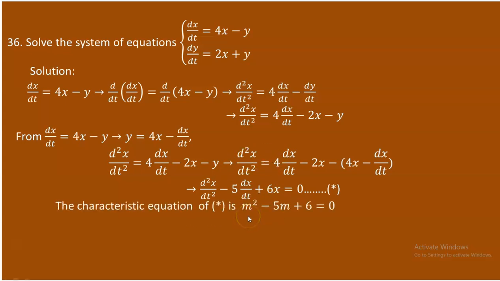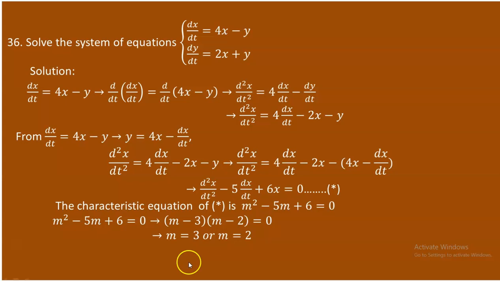So let's now find the solution of this using the characteristic equation approach. This is the auxiliary equation for this DE: m squared minus 5m plus 6 equals 0. So the factors are m minus 3 and m minus 2. From this, the values of m can be obtained as 3 and 2.